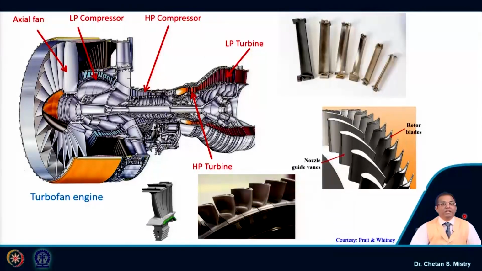Now, let us take the same engine we were discussing for the construction detail. This is representing the Pratt & Whitney 4000 high bypass ratio engine. In construction, as we have discussed, we have the fan, LP compressor, HP compressor, then the combustion chamber. Now, very high temperature, very high pressure gas is coming out from the combustion chamber, and that will be entering the turbine.